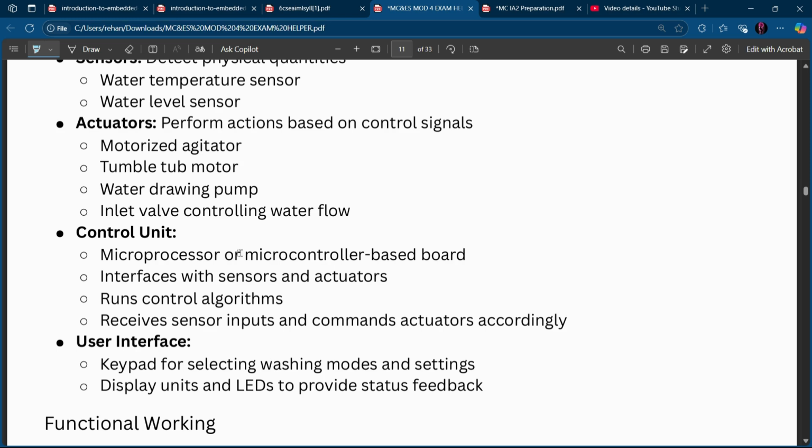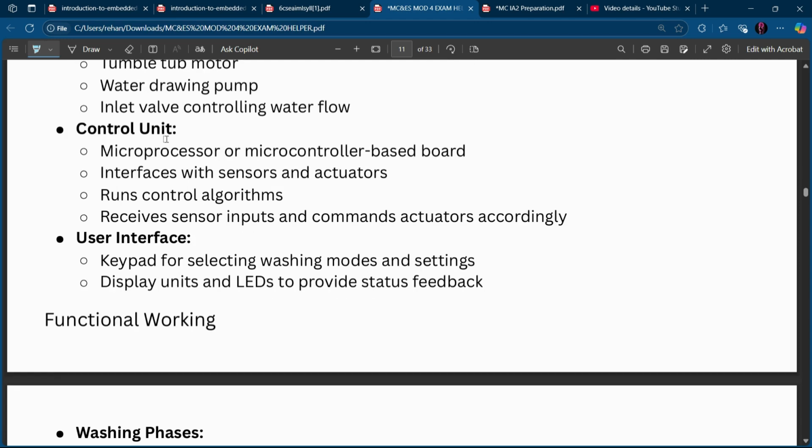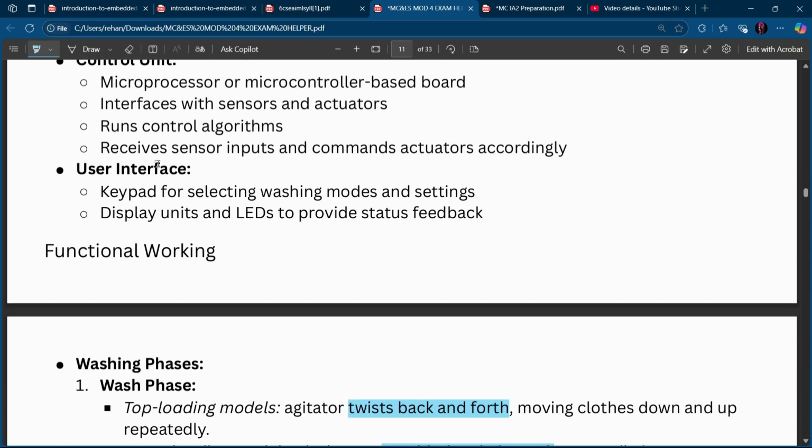It's mostly microprocessor or controller based, interfaces with sensors and actuators, runs control algorithms, receives sensor input, and commands actuators accordingly. Sorry, here I said actuators take information from sensors. That's wrong. Any human makes mistakes. What is the user interface? You can talk about the keypad, the buttons you have, and LED displays.